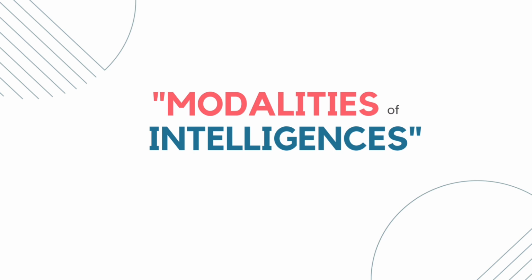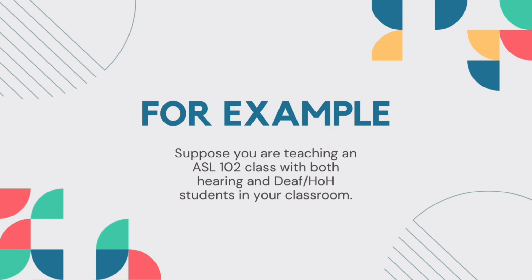I will brainstorm project assessment ideas for the American Sign Language classroom by focusing on the 8 different approaches to learning that Gardner (1983) termed as modalities of intelligences and Armstrong termed as smarts. For example, suppose you are teaching an ASL 102 class with both hearing and deaf or hard of hearing students in your classroom.